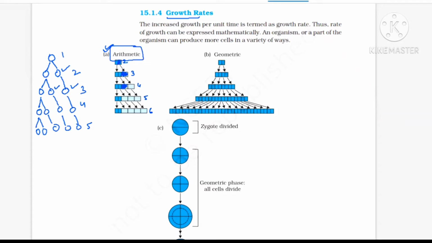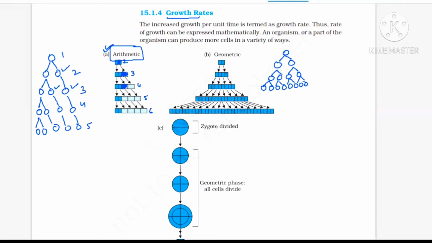But in case of geometric, each and every cell retains the power of division. It means one cell is dividing into two cells. Then both of these are dividing again to form four cells. Then each cell is again dividing to form eight cells. This is the way: where every cell is retaining the power of division, we say geometric growth, and where only one cell retains the power of division, we say arithmetic growth.